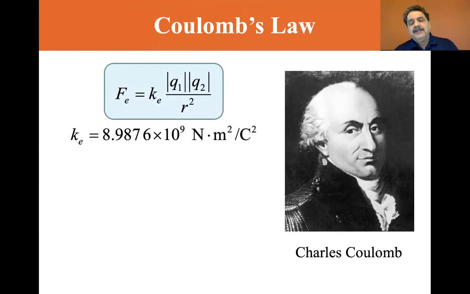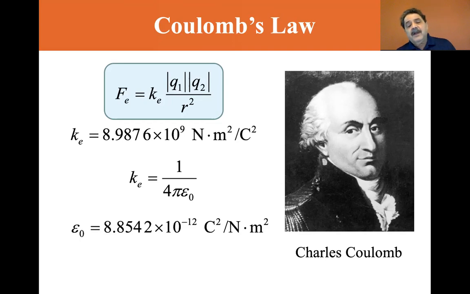The Coulomb force is equal to Ke Q1 Q2 over r squared, where Ke is a constant, 8.988 times 10 to the 9th newton meter squared per coulomb squared. Ke is obtained by 1 over 4 pi epsilon 0, where epsilon 0 is the permittivity of free space, 8.8542 times 10 to the minus 12 coulomb squared divided by newton meter squared.